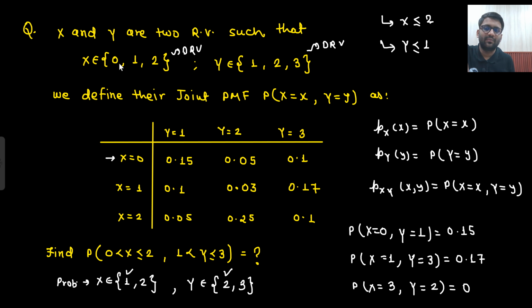X should be less than or equal to 2. That means everything would come: 0, 1, 2. So this would also come, this would also come, this would also come. But y should be less than or equal to 1. That means y cannot be less than 1. So y has to be equal to 1. So only this condition will come.